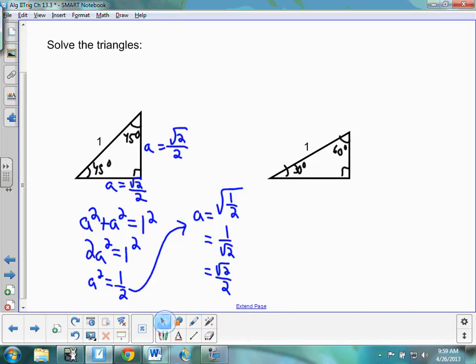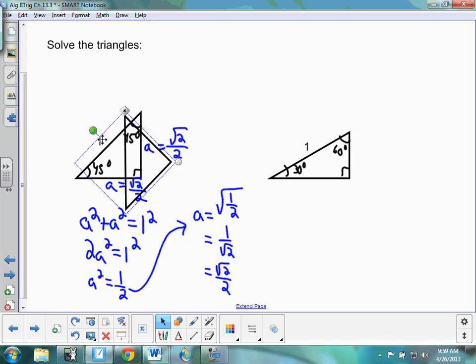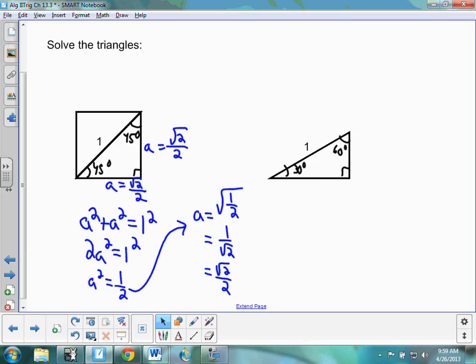Because really, a 45-45 right triangle is really just half a square, which is why these are isosceles from the right angle.